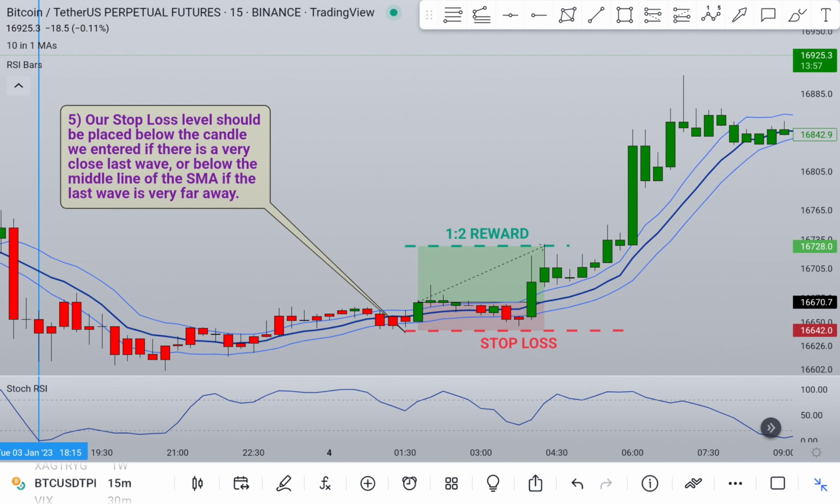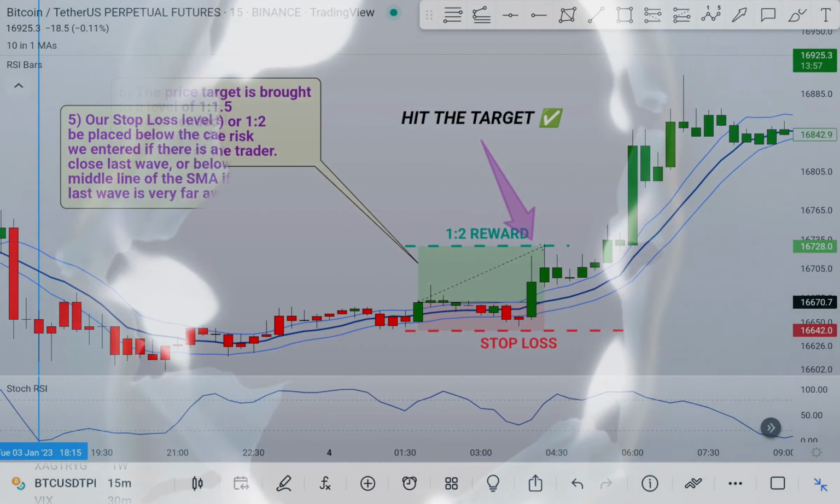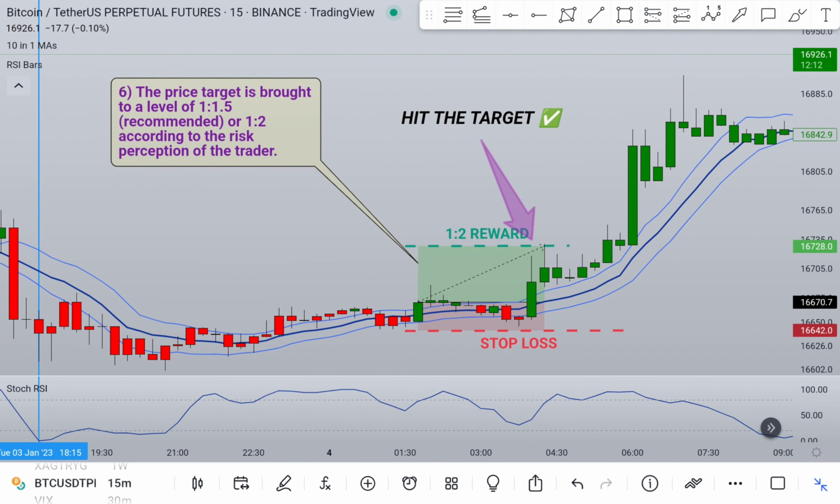Our stop-loss level should be placed below the candle we entered if there is a very close last wave, or below the middle line of the SMA if the last wave is very far away. The price target is brought to a level of 1 to 1.5, recommended, or 1 to 2 according to the risk perception of the trader.